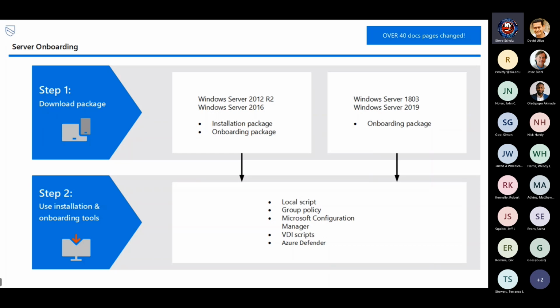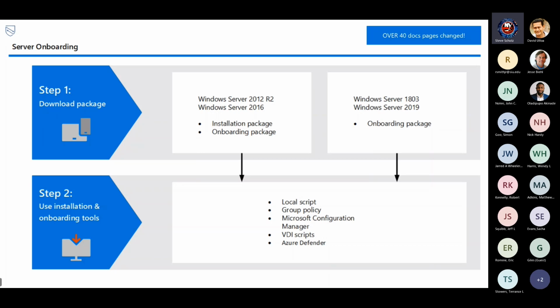From an installation perspective, we've changed over 40 pages of documents to reflect these changes when it goes live. This includes migration from old to new and high-level parity between operating systems. The only extra step, since it's not part of your server operating system, is to install the installation package. It's like when you install on a third party, whether Mac or Linux: they have the installation package and the onboarding package. Server 1803 and above and Server 2019 have it built into the operating system, so all we have to do is deploy the onboarding package and enable it. In Server 2012 R2 and Server 2016, there is an installation package and an onboarding package.